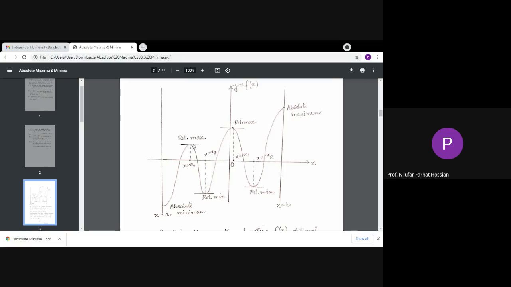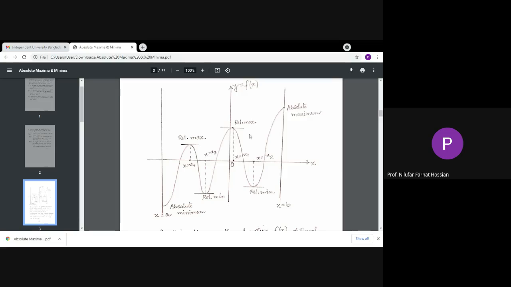Relative means here you have to consider a very small interval around this point. This point is x4. Similarly, here you have to consider a very small interval around the point x3, here around the point x1, and here around the point x2. So there is a relative maximum of the function here, a relative minimum here, a relative maximum here, and a relative minimum here.